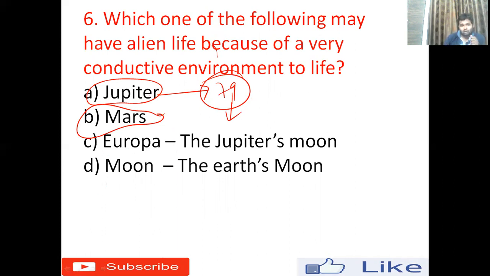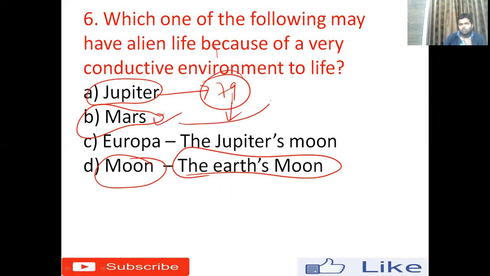Next one, option D is the moon. We can see it from our Earth, right? Earth has only one moon, that is our moon. All right, but the right answer for this question is option B, Mars, which has the basic environment for alien life.